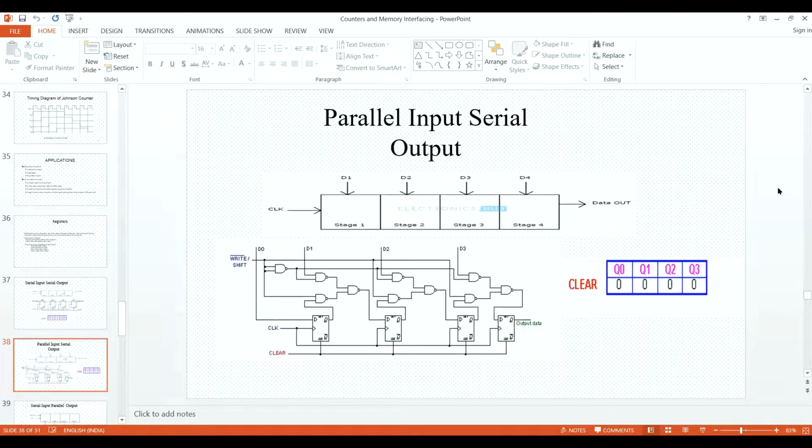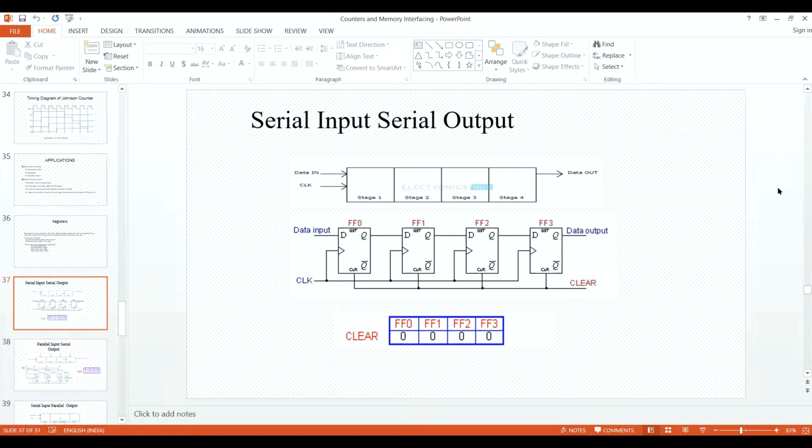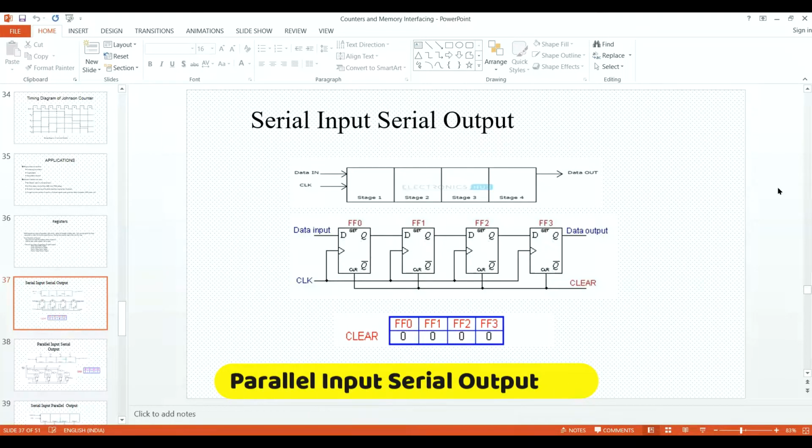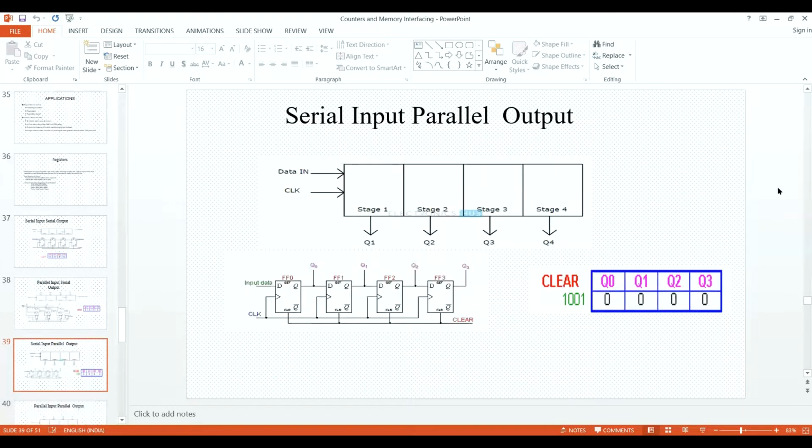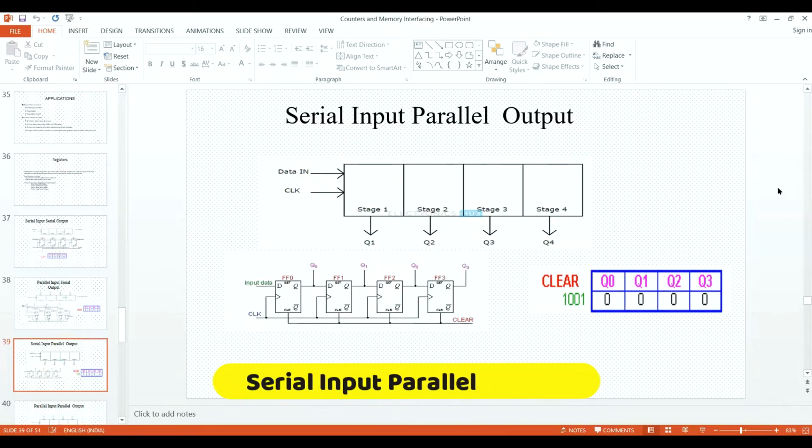Similarly, with parallel input, serial output, if I go back, you can see in serial input, serial output, the serial input is given and the output is taken out, the data output. But when we talk about parallel input, serial output, then we give a parallel configuration, as you can see, and the serial output is taken in a very simple way. But that is not recommended. Similarly, this is serial input, parallel output, again not recommended, but yes, you can take it as a simple one. Input data is given and parallel output is taken from the aligned bits. So the data is transferred, and you're taking a bit out of each.